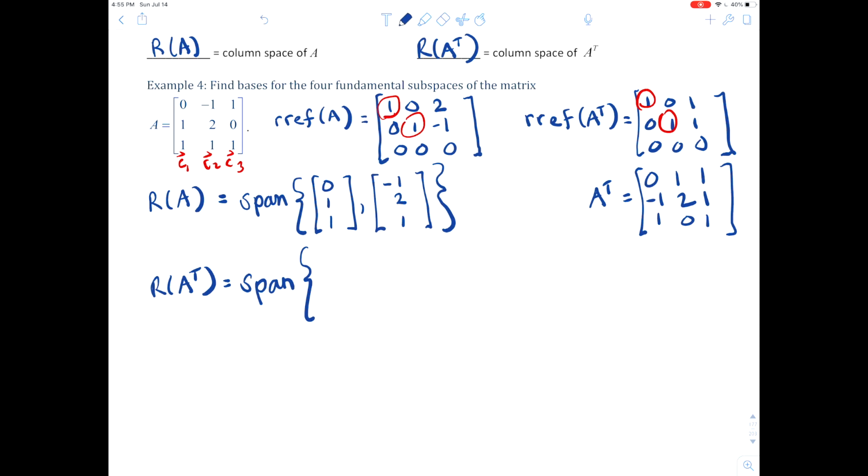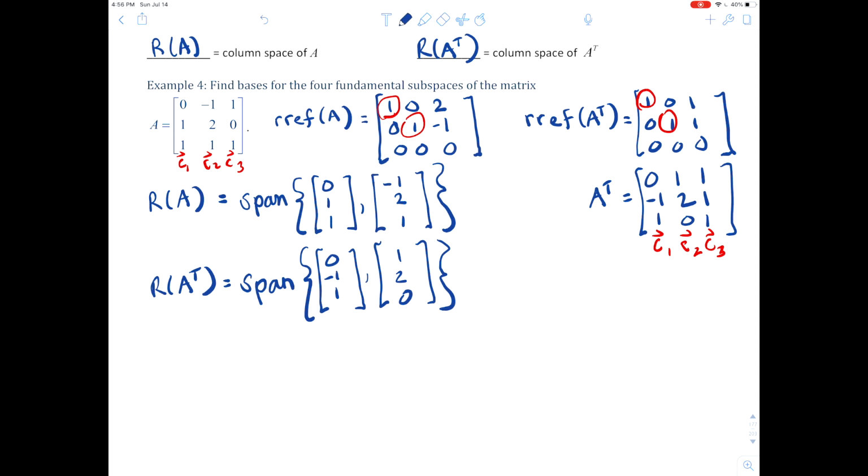Cool so far? So when I look at the pivots in the reduced row echelon form of A transpose, it means I need to again use the first 2 columns of A transpose. So that will give me, beautiful, 0, negative 1, 1, and 1, 2, and 0. So I found 2 of the fundamental subspaces.